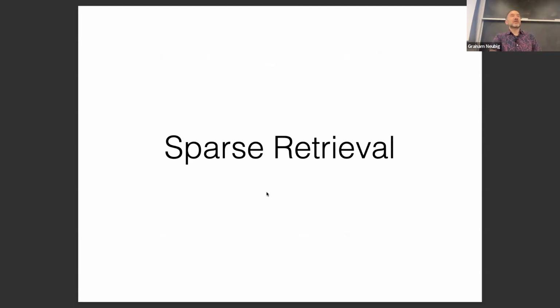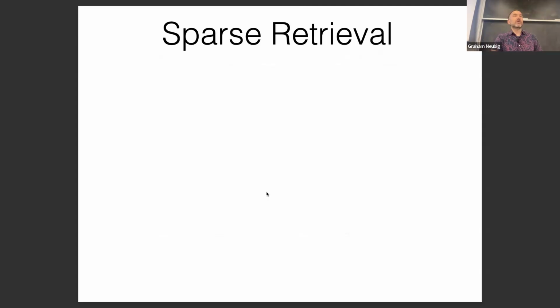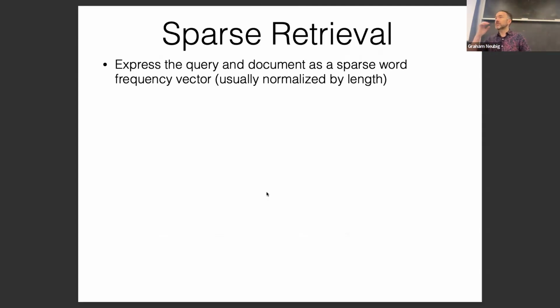So first, sparse retrieval. Basically what we do, this is equivalent to the bag of words model. We express the query and document as a sparse word frequency vector, like the one hot vector. We usually do some sort of normalization for length.